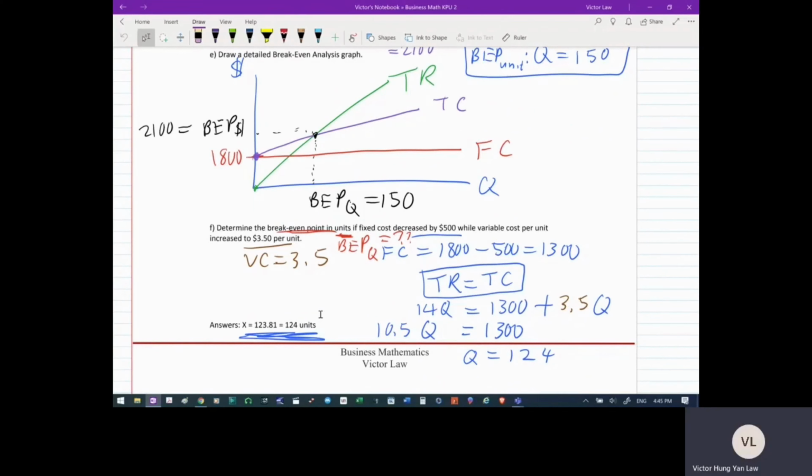Part F, determine the break-even point in units if fixed cost decreased by $500 while variable cost per unit increased to $3.50 per unit. So what we're looking for here is the break-even point in units. So we're looking for BEP in units, in quantity. That's what we're looking for, break-even point in units.